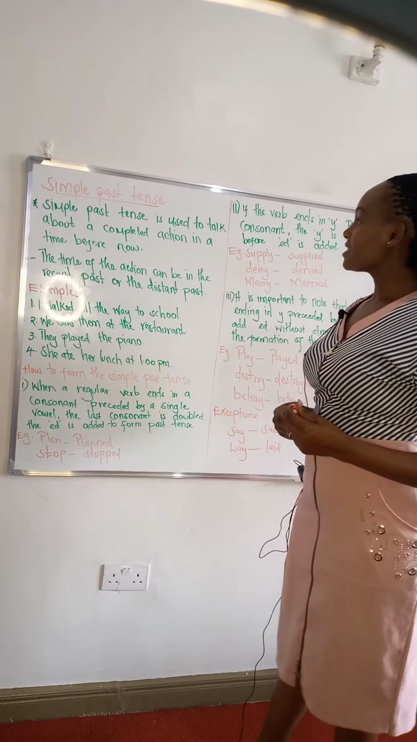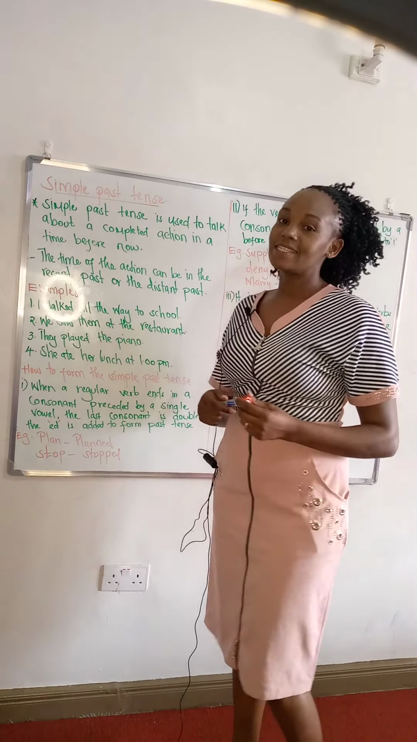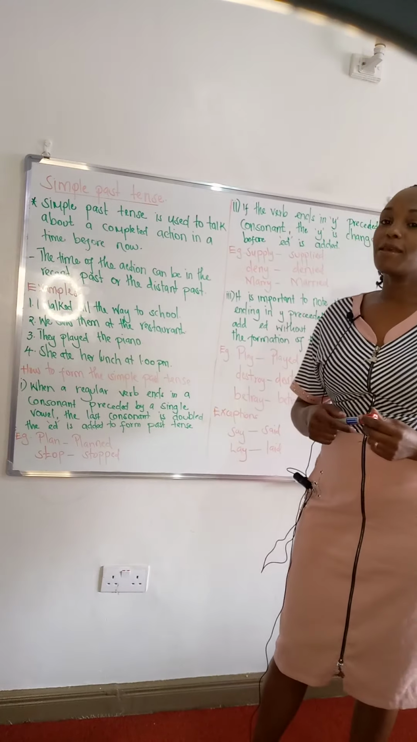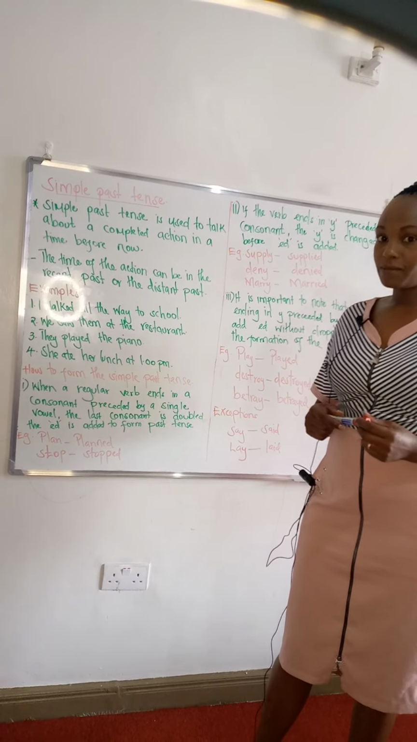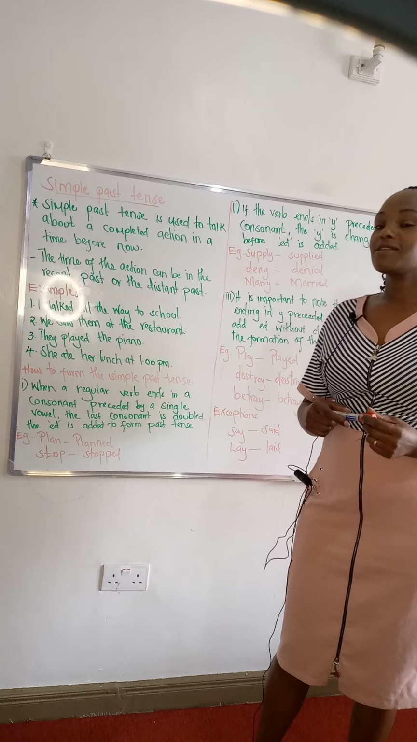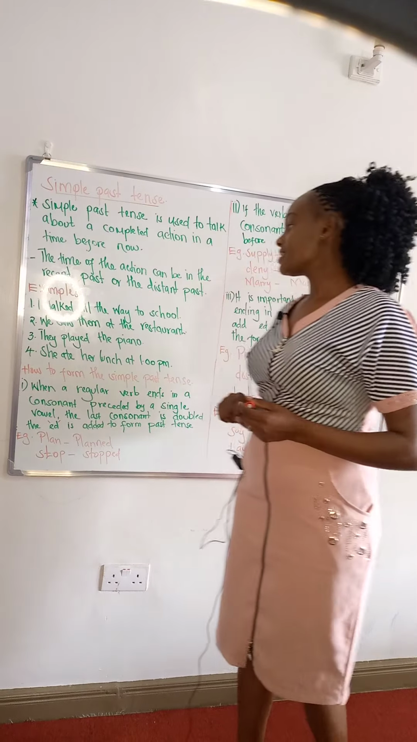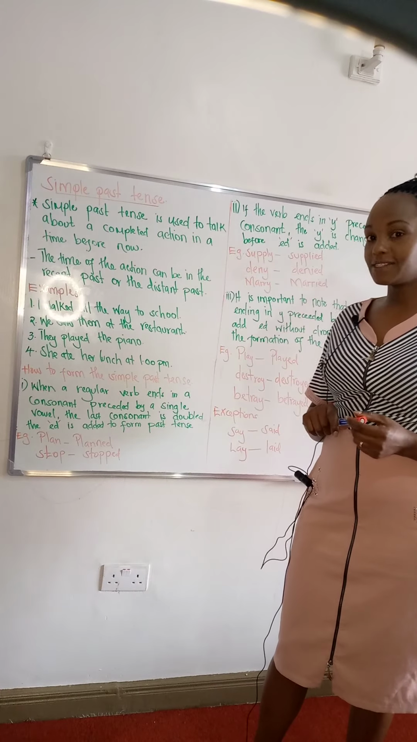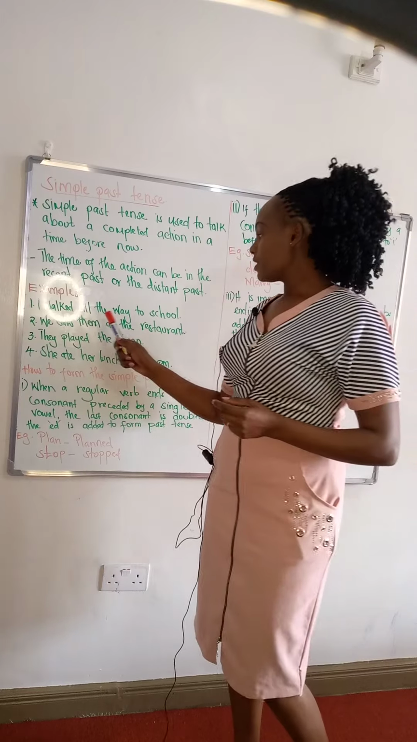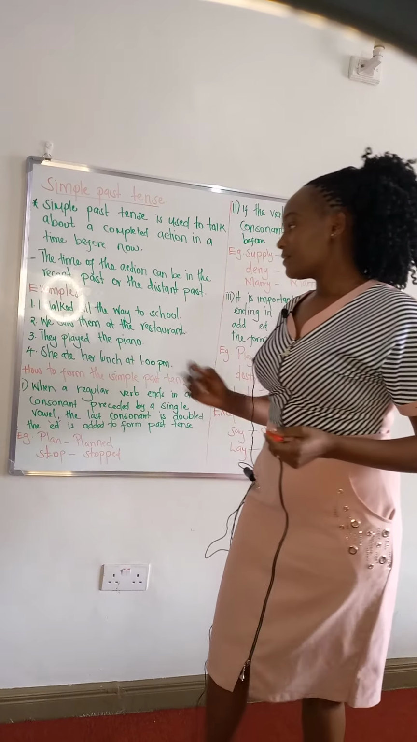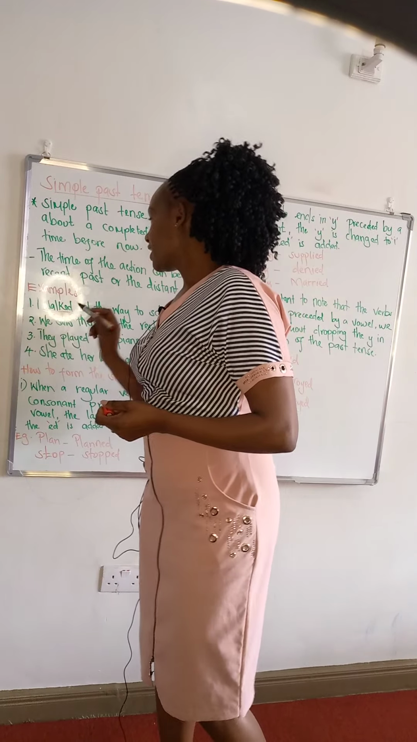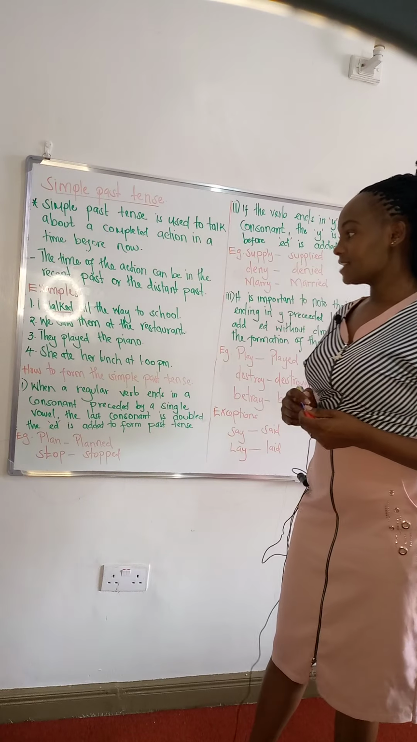Simple past tense is used to talk about a completed action in a time before now. The time of the action can be in the recent past or in the distant past. For example, I walked all the way to school. This verb, walked, is in the past tense.